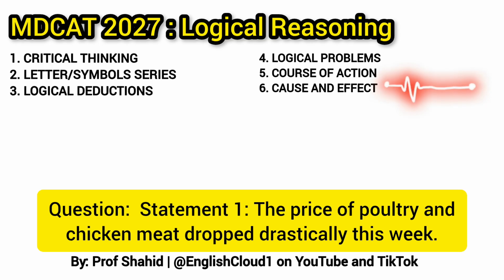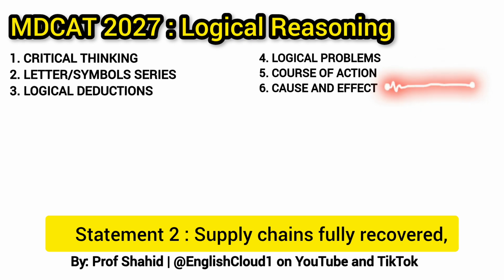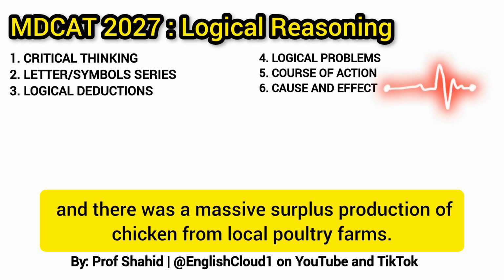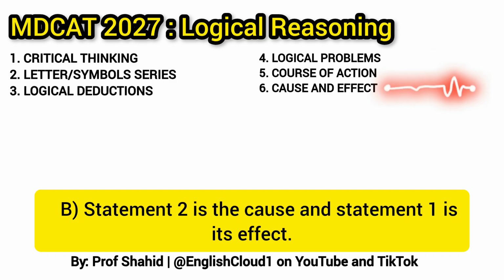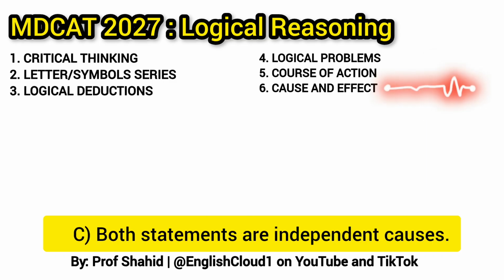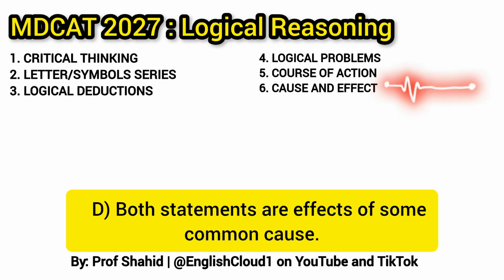MCQ example. Question. Statement 1: The price of poultry and chicken meat dropped drastically this week. Statement 2: Supply chains fully recovered, and there was a massive surplus production of chicken from local poultry farms. A. Statement 1 is the cause and Statement 2 is its effect. B. Statement 2 is the cause and Statement 1 is its effect. C. Both statements are independent causes. D. Both statements are effects of some common cause.